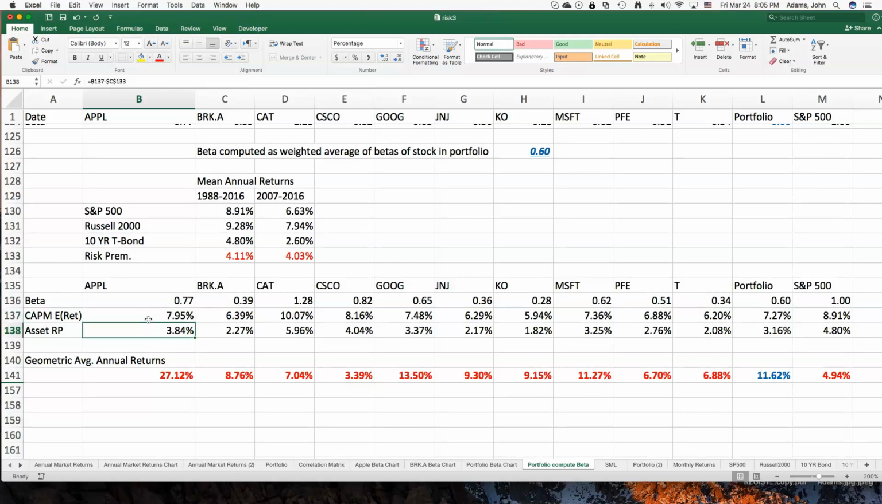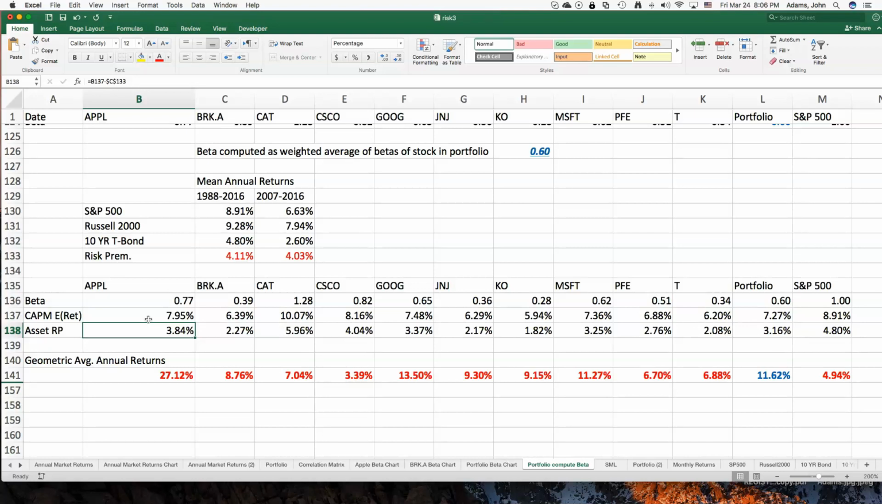And then we could calculate the asset's risk premium simply as the difference between the capital asset pricing model's total return of 7.95% and the risk-free rate of 4.8%. So an investor would require 3.84% above and beyond the 10-year Treasury bond for investing in Apple stock. At least that's what the theory says, that they should expect to get compensated for taking on that non-diversifiable risk.